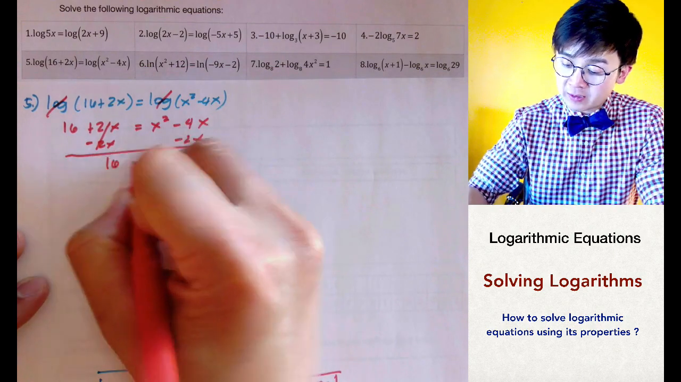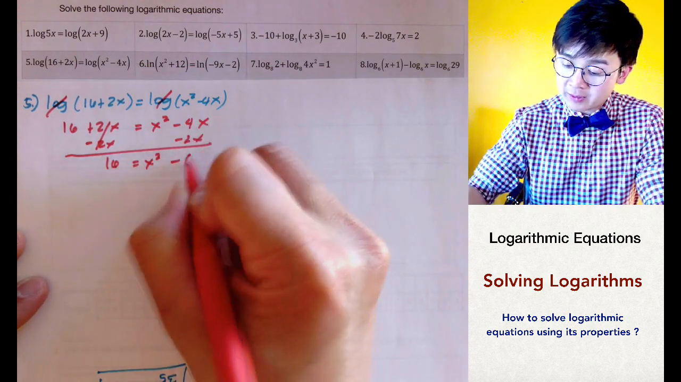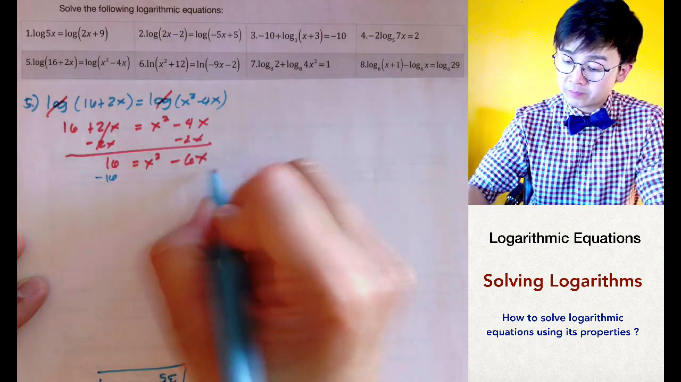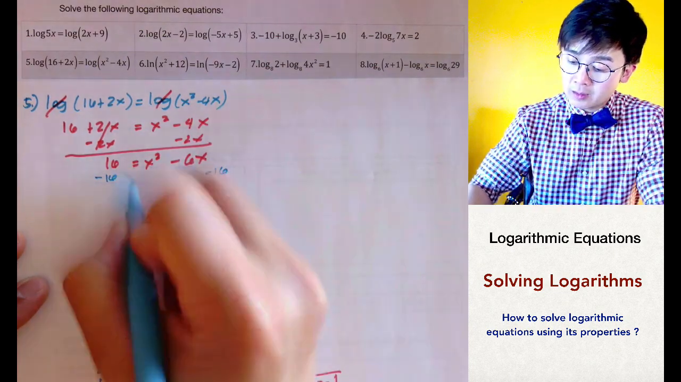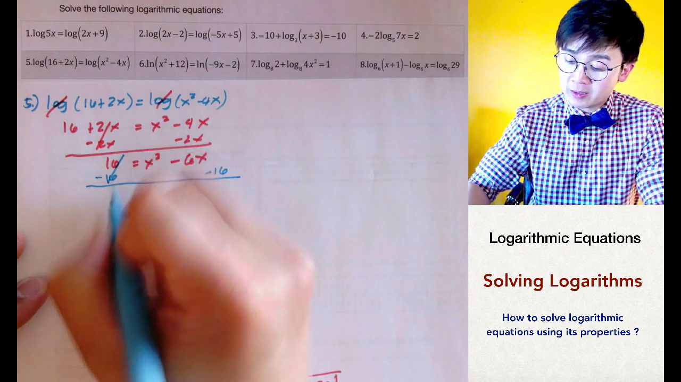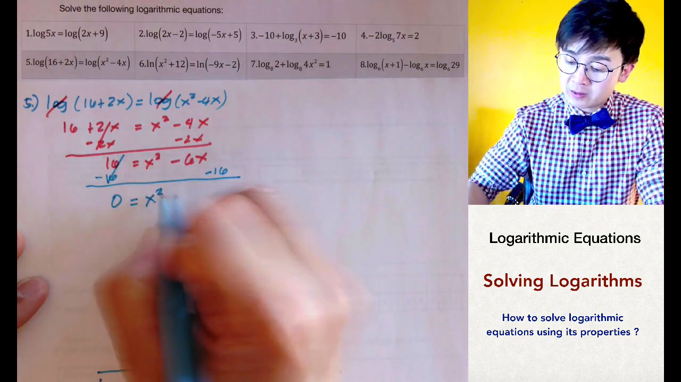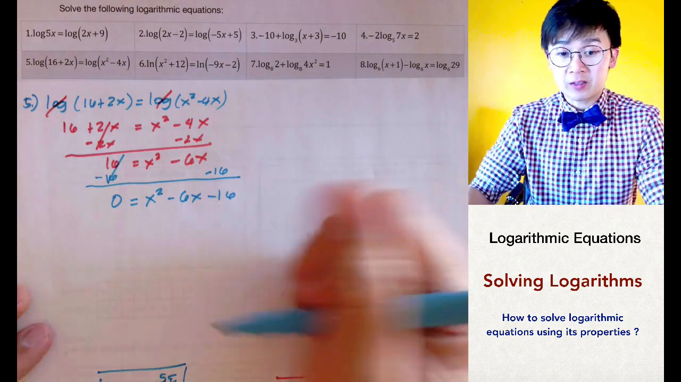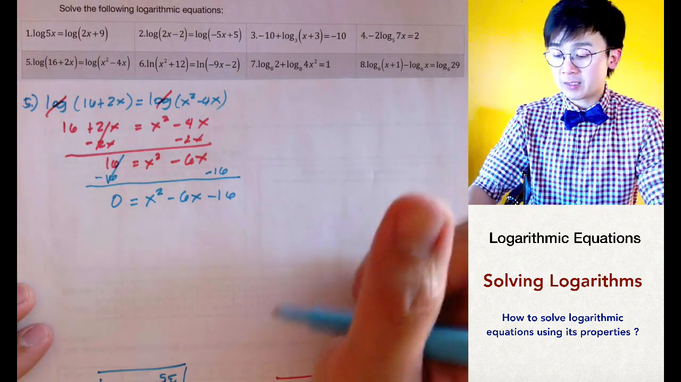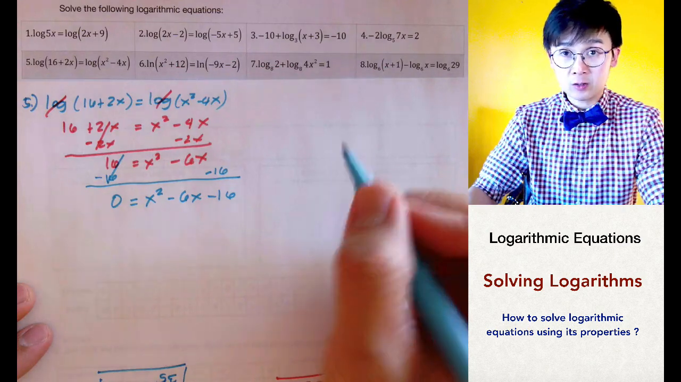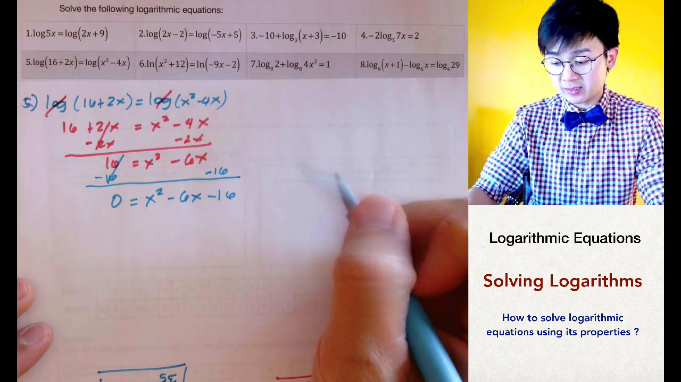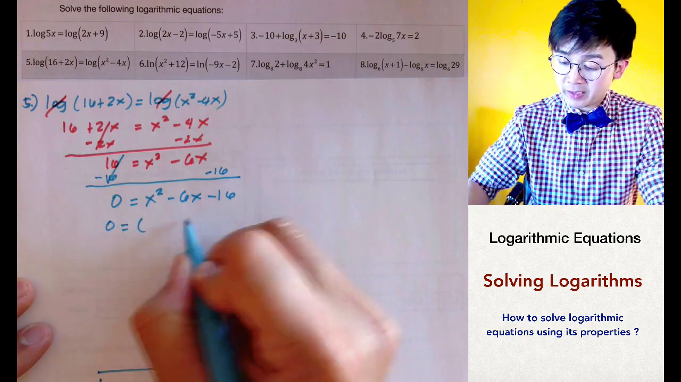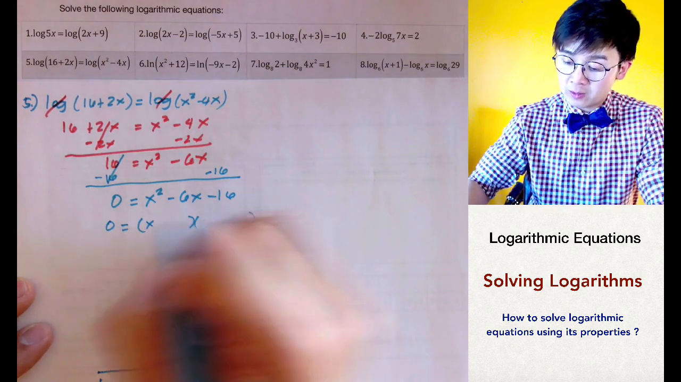So that will have 16 equals x squared minus 6x. And then minus 16 para equal na siya sa 0. X squared minus 6x minus 16. So now that meron tayong quadratic equation, pwede natin gamitan to ng quadratic formula, completing the square, or factoring. And since factorable yung equation niya, using the zero product property, pwede natin paghiwalayin to.